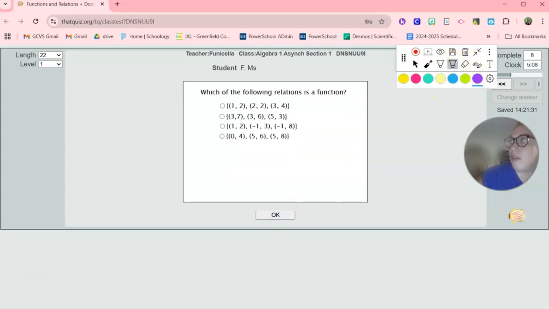Alrighty, so we're looking for those repeated x values here. I notice we have these repeated 3s. Then we have these -1s that are repeated. We have these 5s. The only option that does not have any repeated x values is option A. So that one is a function.